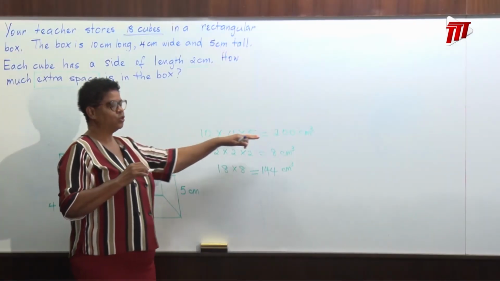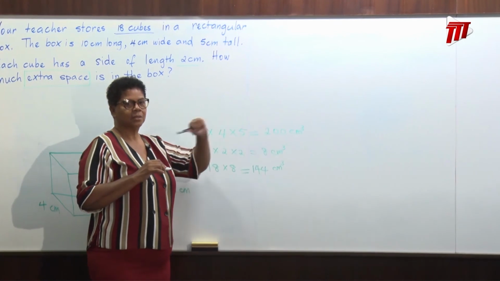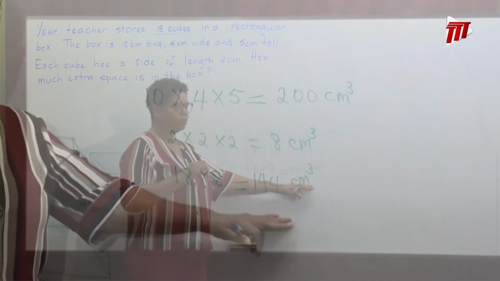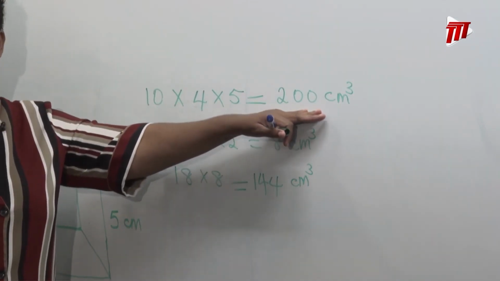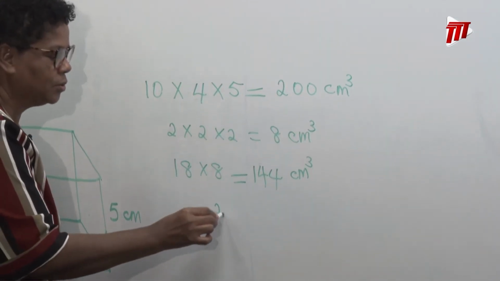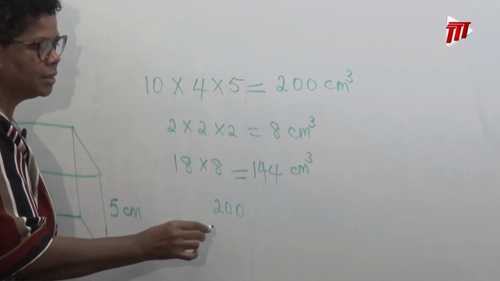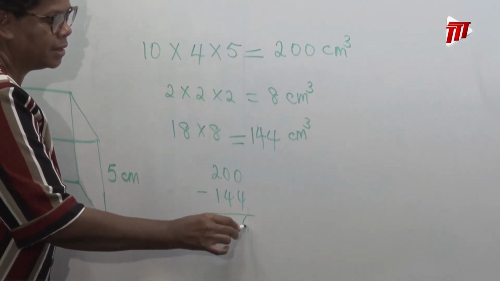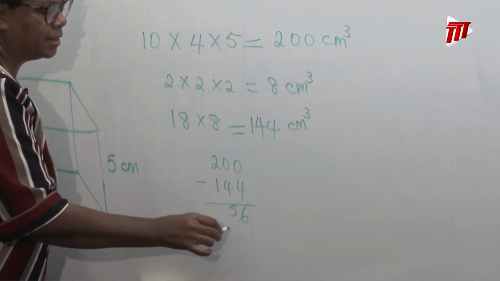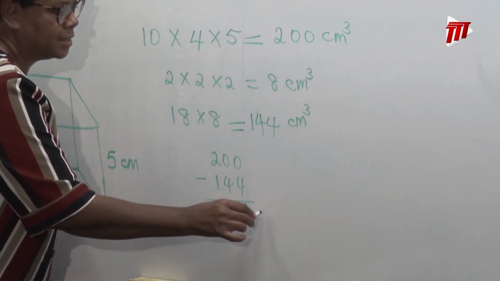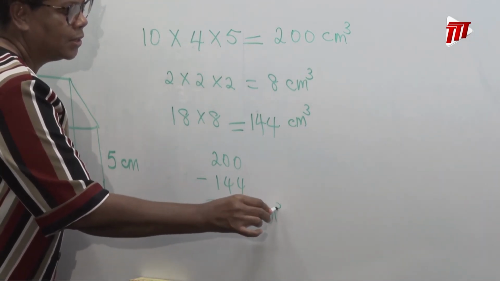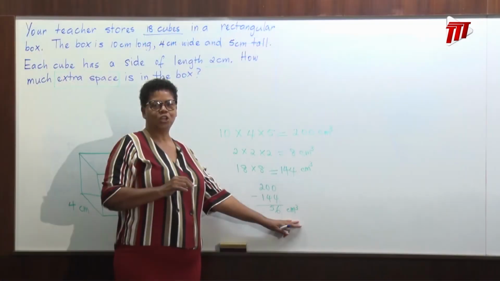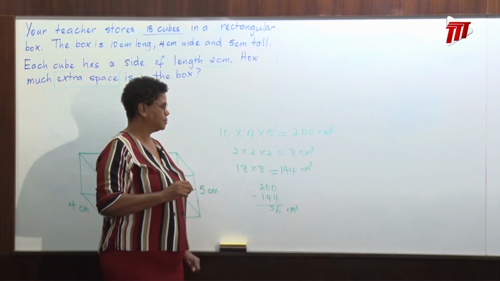And this is the volume of the box. How do we find the extra space? By simply subtracting the volume of the cubes from the volume of the box. 200 take away 144 is 56 cubic centimeters. That's the volume of the extra space.